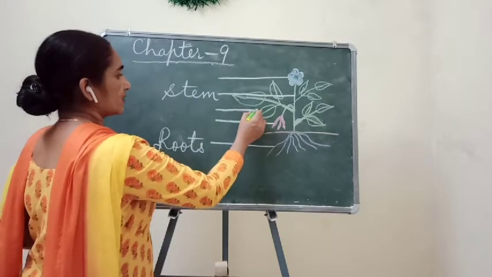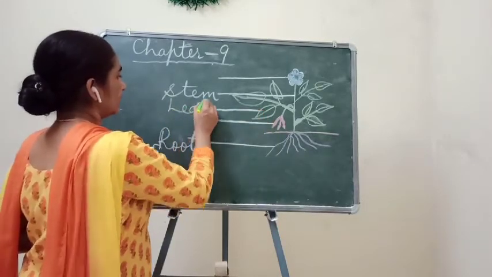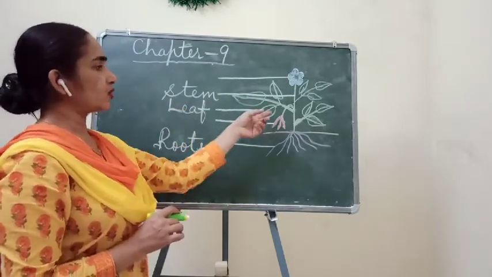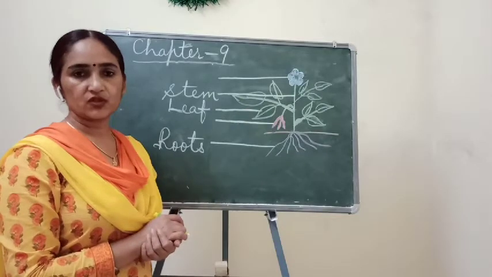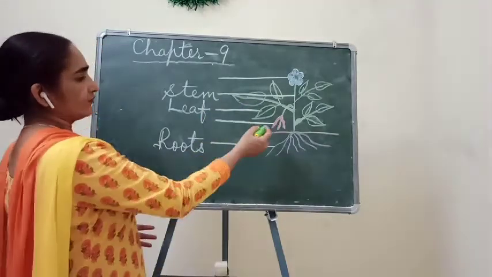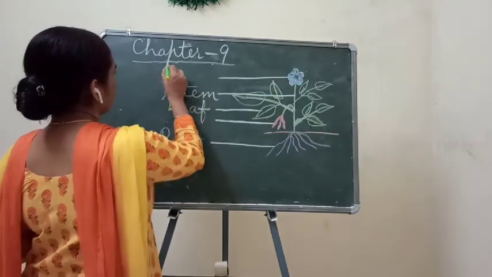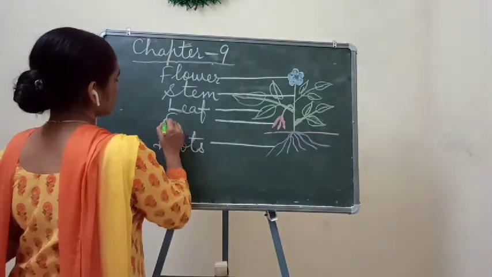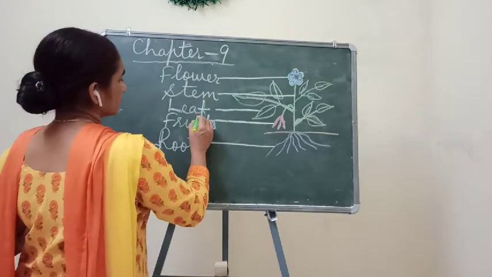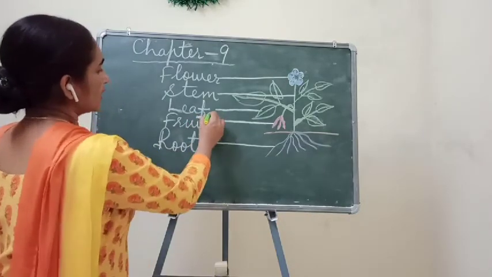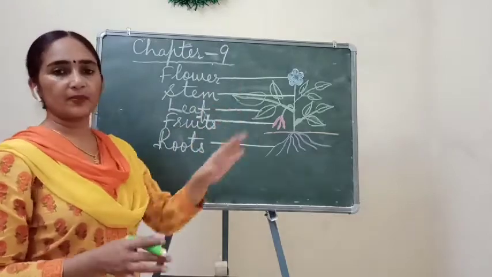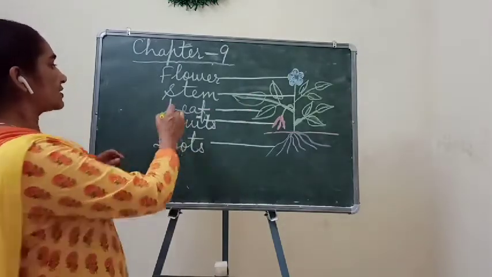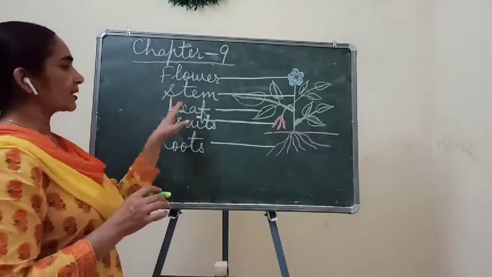After this, the part is a leaf, and today I will explain to you about this part of the plant which is called leaf, children. And after leaf we will study about the flower and fruits. So these are the different parts of the plant and we will study one by one about these parts. So today we will study about leaves. Let's start about the leaf.